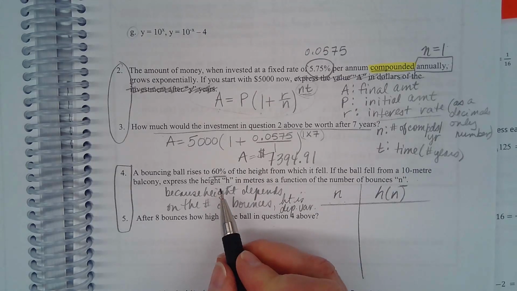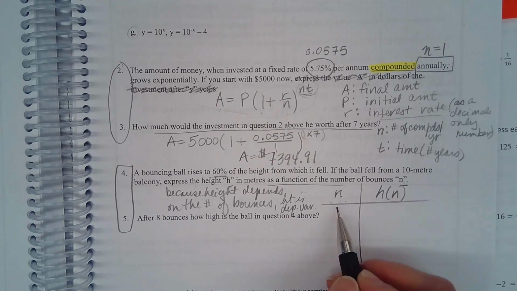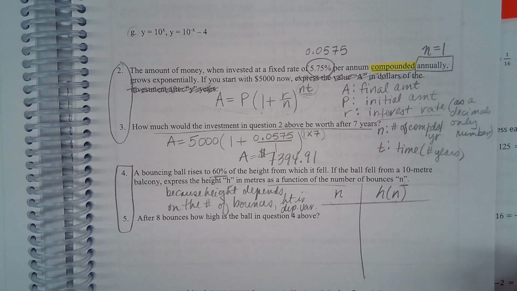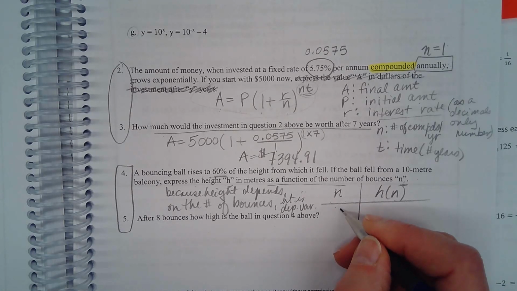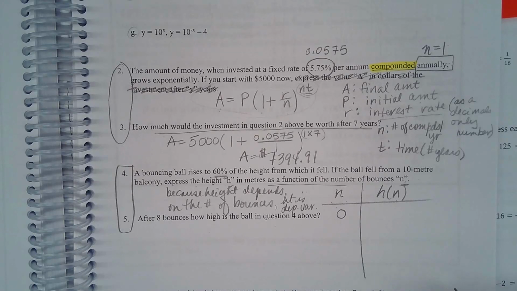And you can know when you read it says express the height as a function of n. That means n goes first, h of n goes next. Okay, so 0 bounces. The ball hasn't bounced yet. No bounces yet. How high is the ball off the ground?